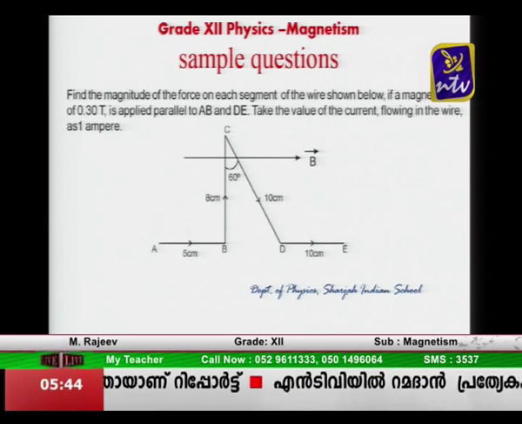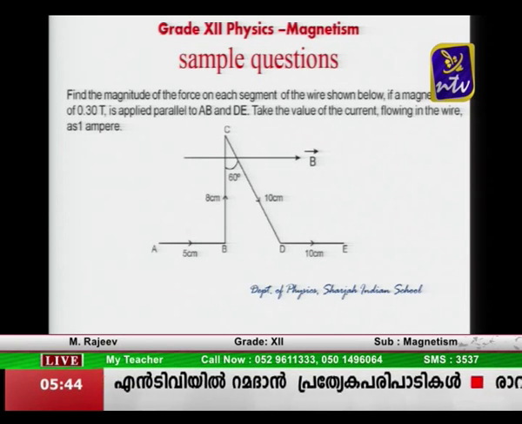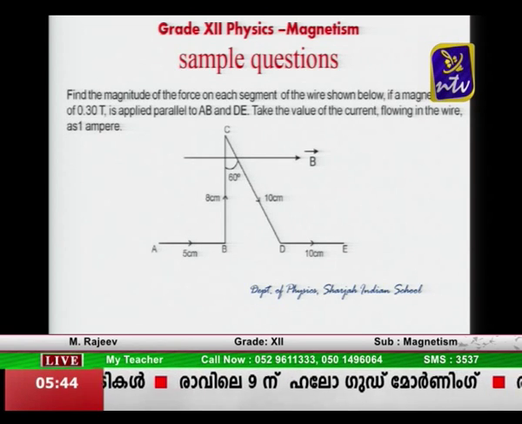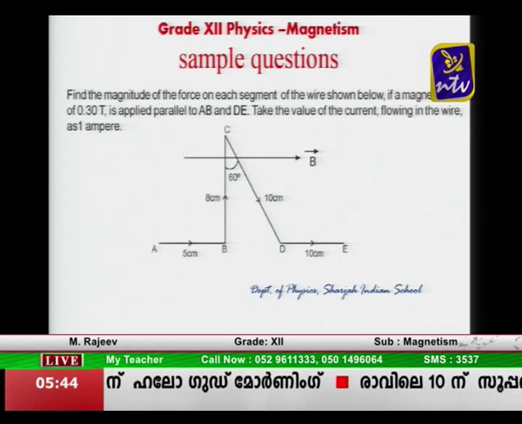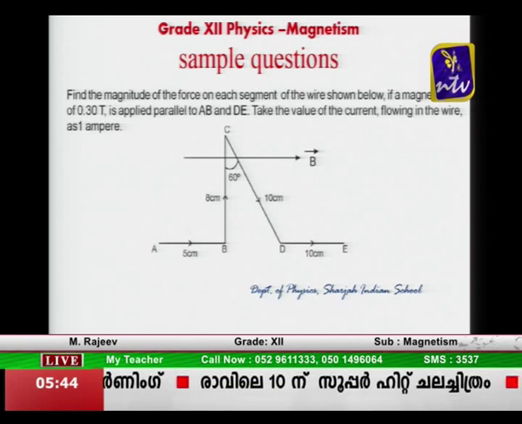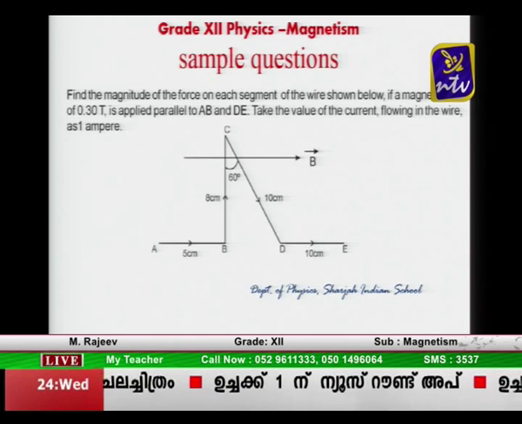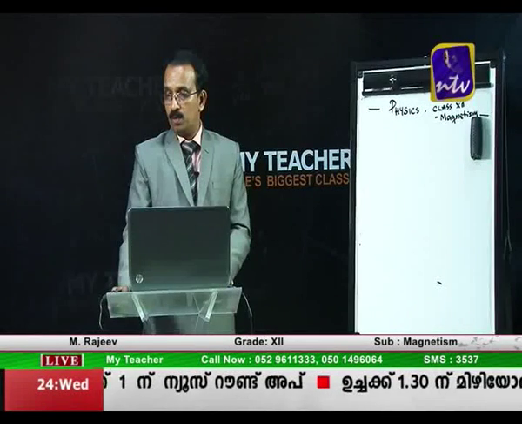Find the magnitude of the force on each segment of the wire shown below. If the magnetic field of 0.3 Tesla is applied parallel to AB and DE, take the value of current as 1 ampere. So just look at the picture itself. I will show it to you on the picture itself.